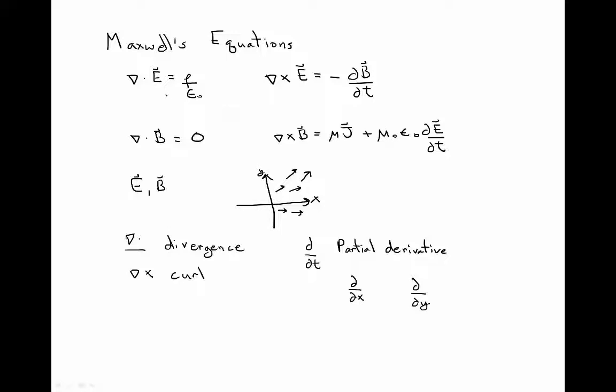So what these equations tell us is that the divergence of the electric field is determined by this here. The divergence of the magnetic field has to be zero. The curl of the electric field is determined by the time derivative of the magnetic field. The curl of the magnetic field is determined by a current and the time derivative of the electric field.